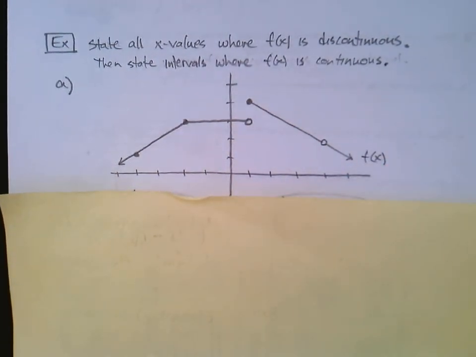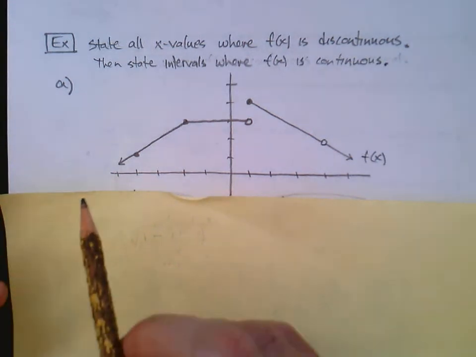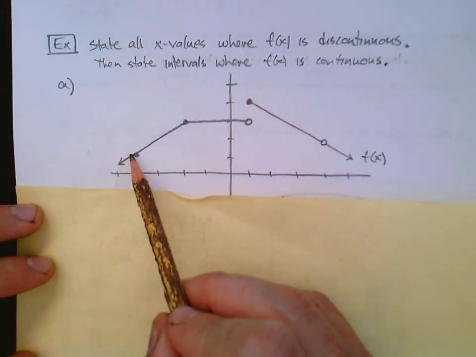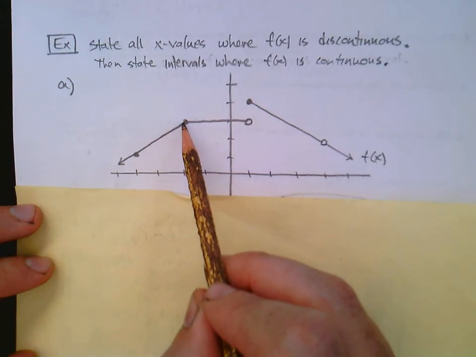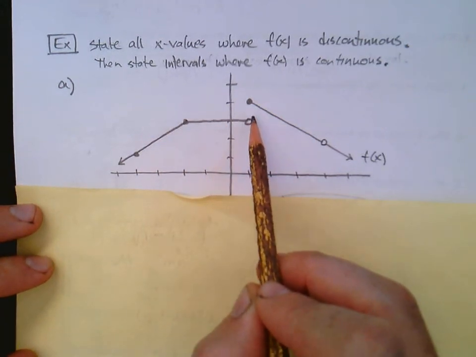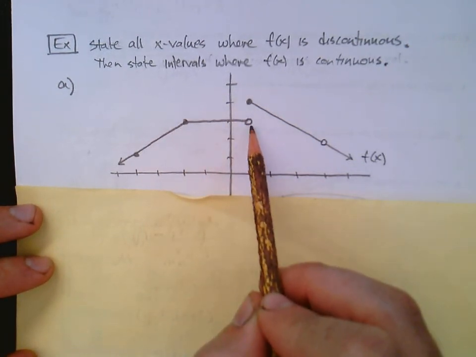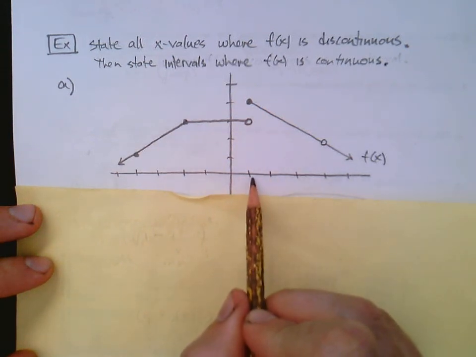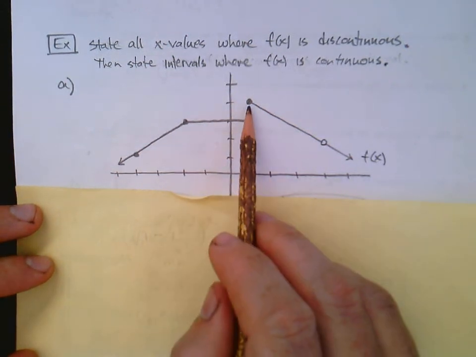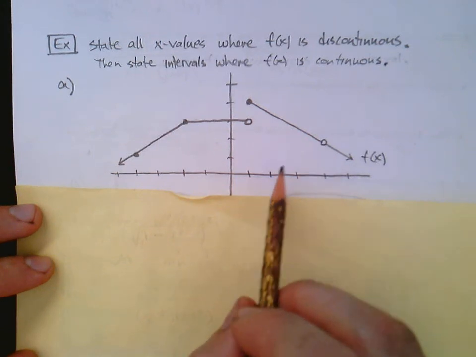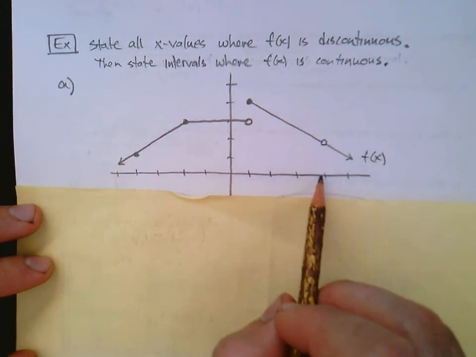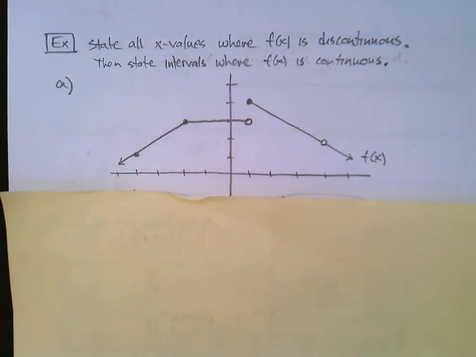All of the x values where f of x is discontinuous. If we start over here, everything looks fine. There's no jumps, no holes. Okay, right there, there's a jump, so it's going to be discontinuous at 1. And then we keep going. Okay, well, there's a hole, so it's going to be discontinuous at 4. So it's discontinuous at 1 and at 4.